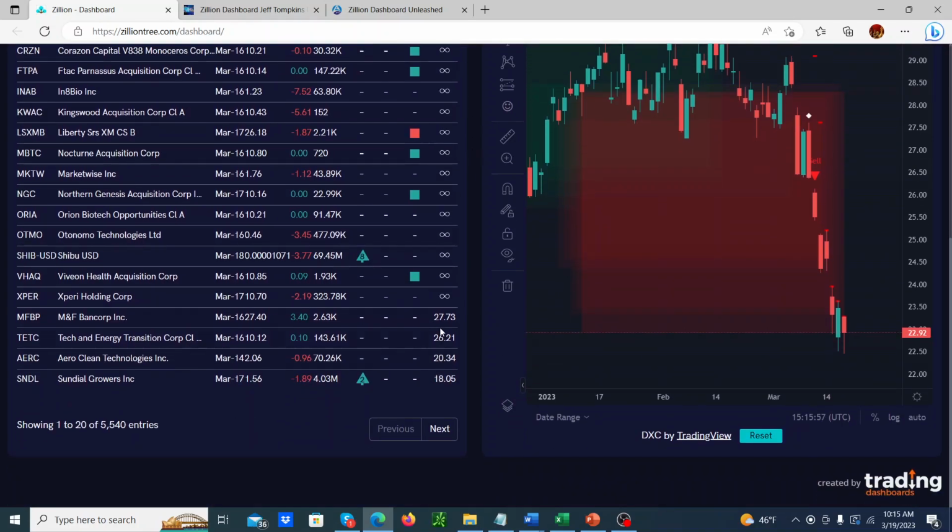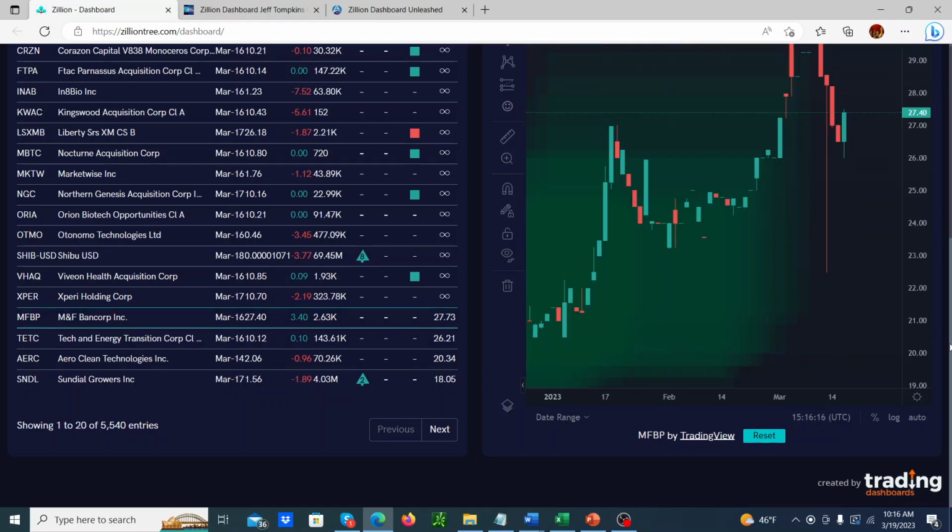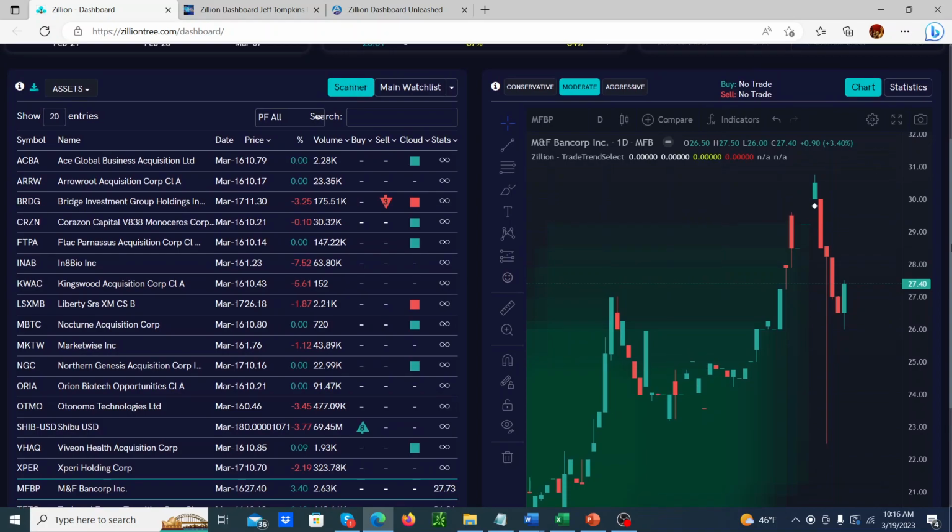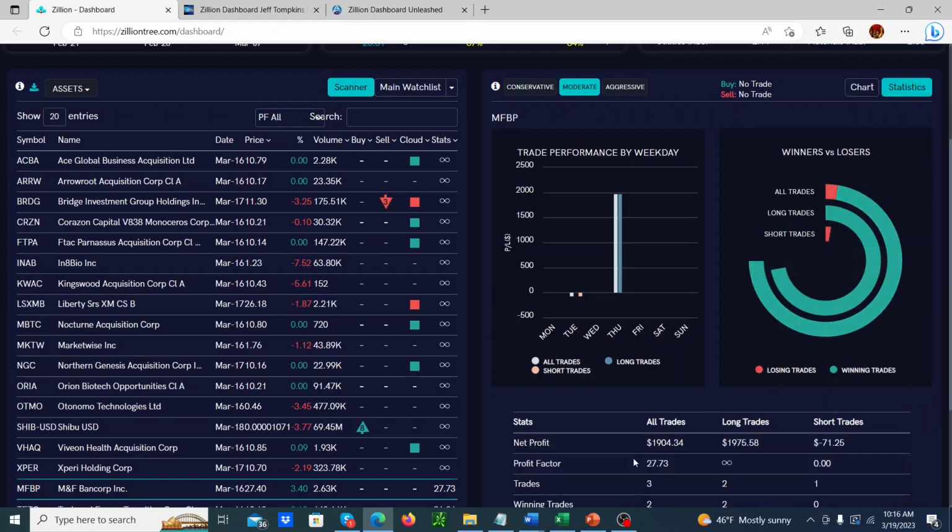But you look down, you start to see really high profit factors down here. So you'd be looking to potentially trade one of these. Unfortunately, there's no signals on these trades at the moment, so we can click on one of these. Let's look at MFBF, the Bank Corp here. It is a really high back-tested profit factor. So we go here, and then we go to statistics. You can see that there's been 3 trades, all trades total.